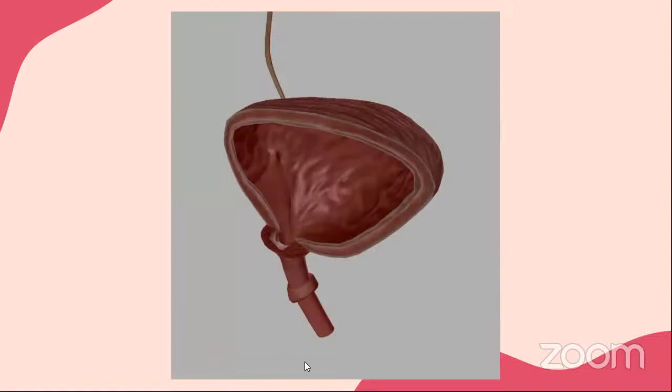And of course, it ends with the urethra. There is not much to say about the urethra, more than that it differs from the male to the female. The female urethra is much shorter than the male urethra, and the male urethra is shared between the reproductive system and the urinary system.